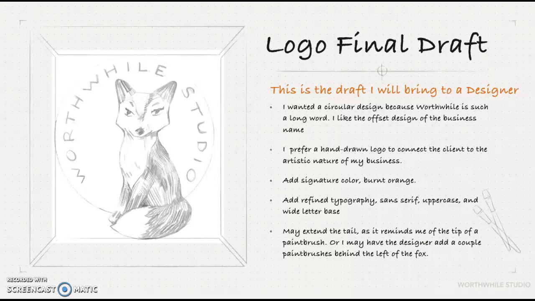So I wanted a circular design because worthwhile is such a long word. It's really hard to put worthwhile next to studio, and it just kind of goes on for miles. So I really like the idea of it being in a circle. I like the offset design of the business name too. Predictably, you would have the center worthwhile and then studio starting there. But I like that worthwhile kind of goes up and beyond, and the 1 o'clock angle here is the start of studio.